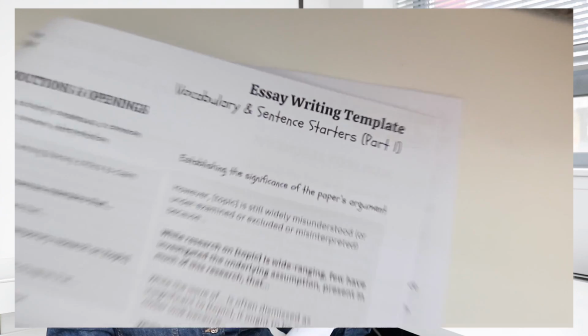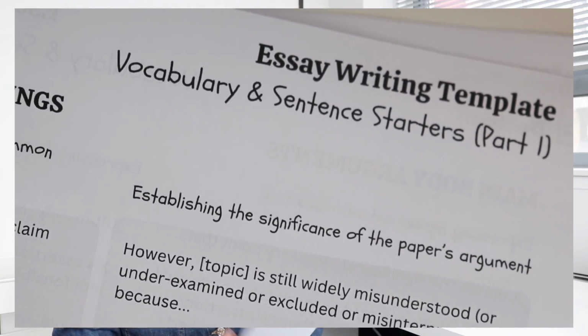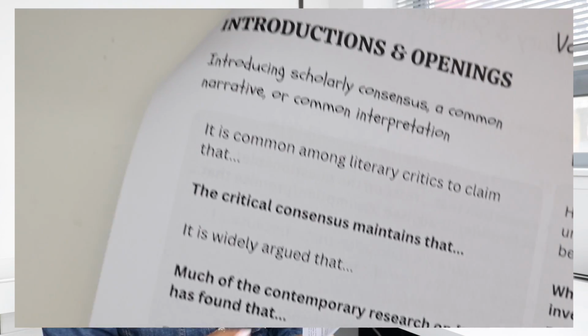Then to end, I have 2 whole pages of vocabulary and sentence starters that hopefully you'll be able to use in each of those sections. And I've done it in the order of the actual essay itself. So for the introduction, you might want to say something like, it is widely argued that something else. Much of the contemporary research on this topic has found that. Or you want to say, the primary emphasis of this paper is to. The purpose of this paper is to. Or if you want to indicate the paper's organization, you might want to say, the paper first analyzes something, followed by an examination of something else.